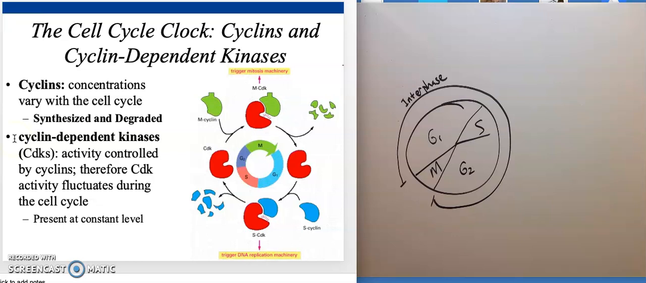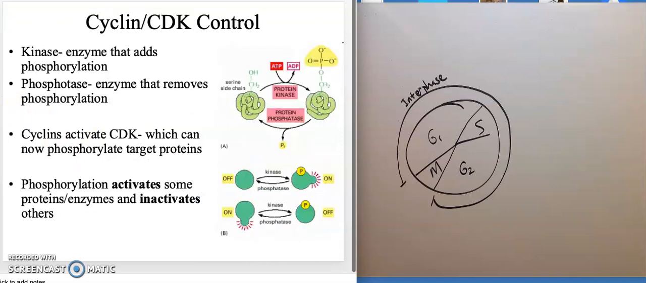So their name describes what they do. They're cyclin-dependent, meaning they only work when their partners, the cyclins, are present, and they're kinases. So what's a kinase? Kinases are enzymes that add phosphorylation. And then the opposite enzymes are called phosphatases. Phosphatases remove phosphorylation. And the presence or absence of phosphorylation acts as a switch that turns proteins on and off.